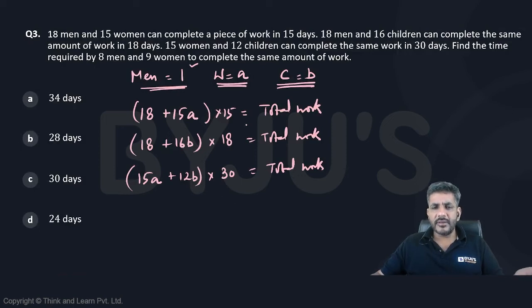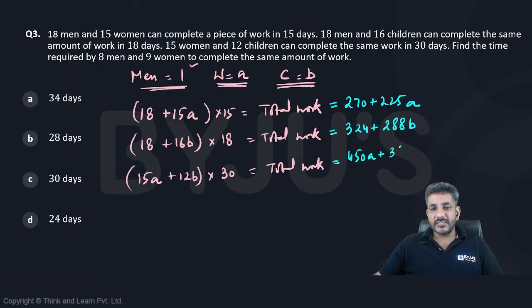I mean, that also can be done. So according to this, I can say the total work is equal to 18 into 15, which is 270, plus 15 into 15, which is 225A. From this, I can say 18 into 18, which is 324, plus 6 into 18, which is equal to, I think, 108B. This is also the total work. And in the third scenario, 30 into 15, which is 450A, plus 12 into 30 is 360B. This is also equal to the total work. So they all are actually equal to the total work now.